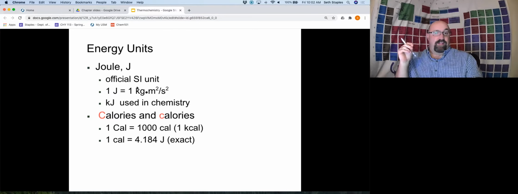We will quite often use kilojoules, depending on what sort of system we're talking about, because we're quite often talking about thousands and thousands of joules. So it's useful for us to use kilojoules sometimes.